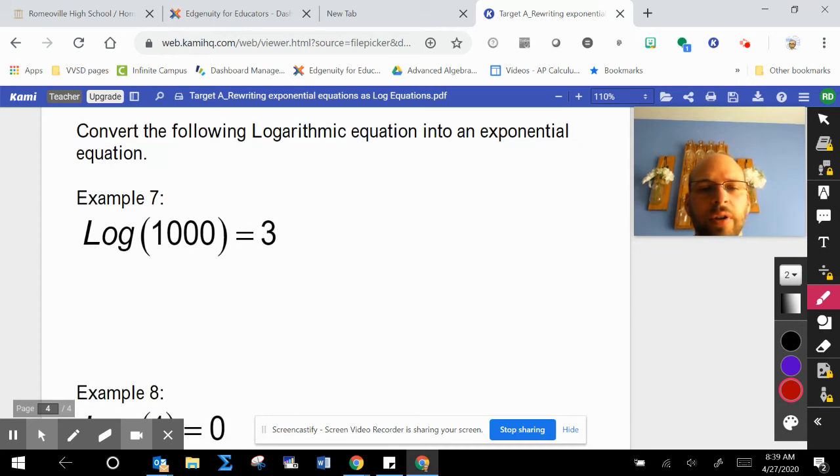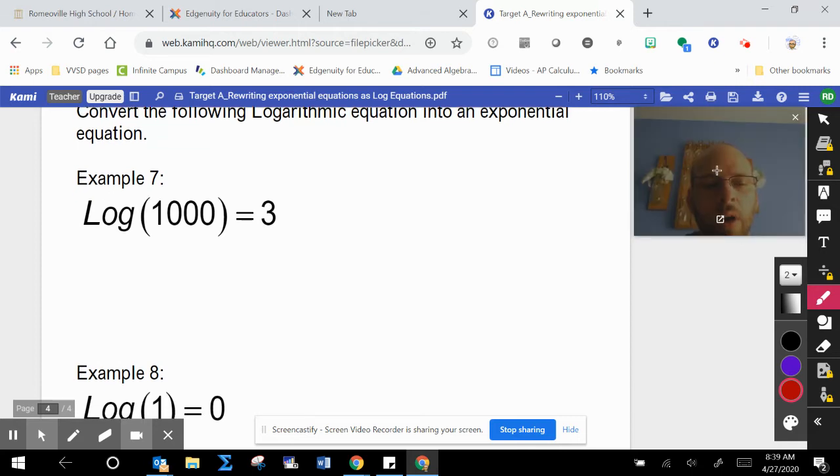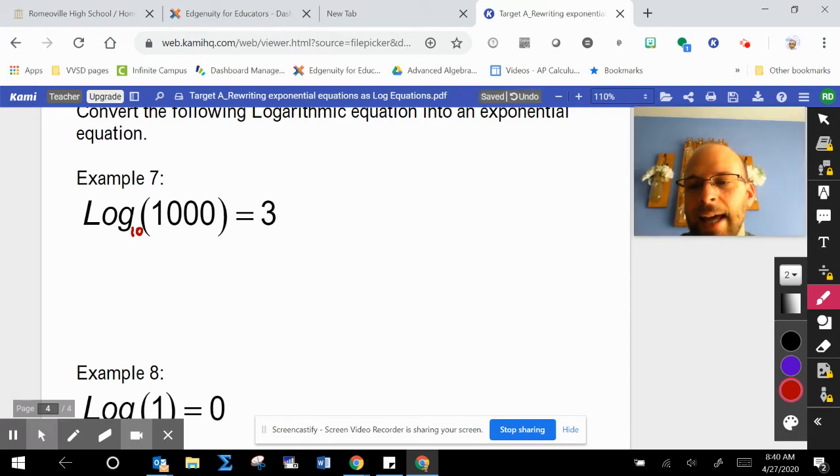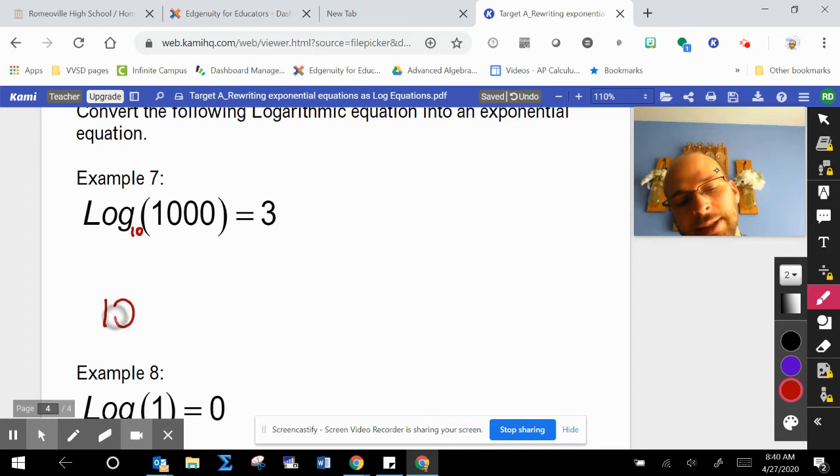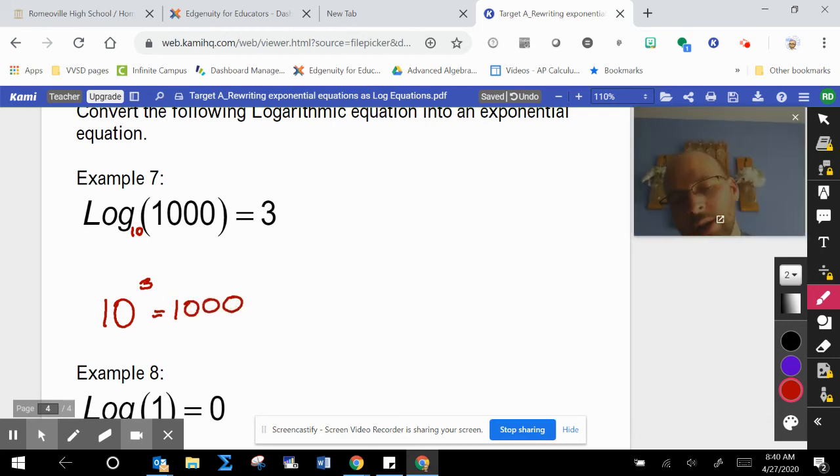All right. So it says convert the following log equation into an exponential equation. Now, if you have a log with no base down here, okay, this is what I need you to know. Make a little note in your notebook. If I have a log with no base, then it's assumed to be base 10, always 10. So if there's no number written there as a little subscript, then it's always base 10. So I'm going to say, I know the base is 10, the exponent is 3, and that's equal to 1,000.